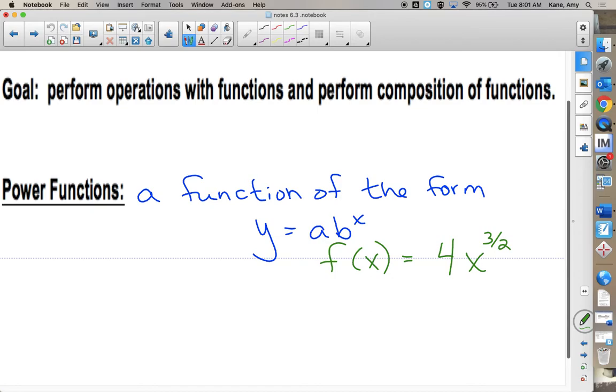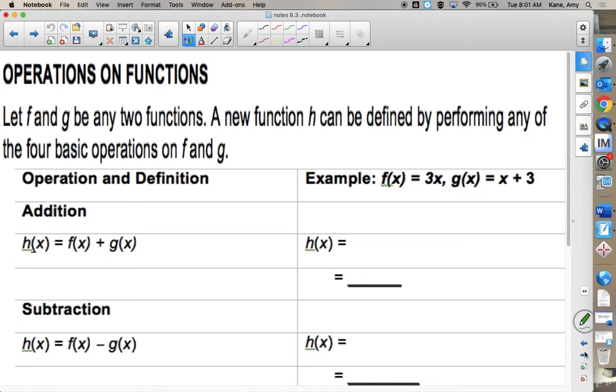So in the little chart below, there are 4 operations that we're going to try and apply to these functions. So now I have 2 functions. And it says we have f and g, so f of x and g of x. A new function h can be defined by performing any of the 4 basic functions. So that's just saying once I do an operation, add 2 equations together, I get a new equation. And we're going to call that h. So any new equation gets a new letter in function notation.